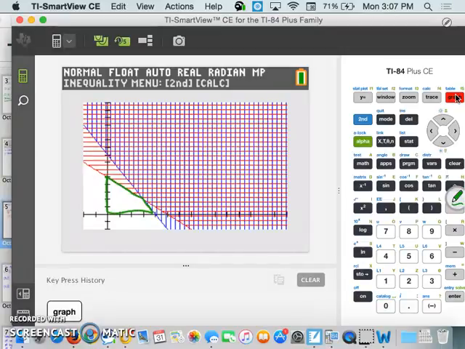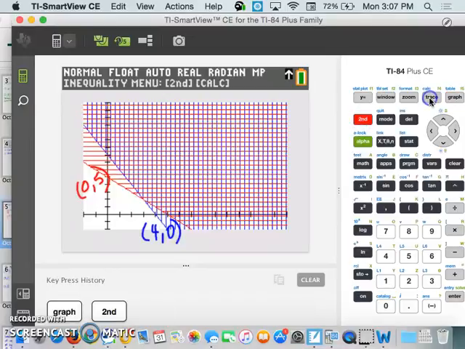So my corner points are the x-intercepts and then the area of intersection right here. And I'll show you how to calculate the area of intersection. So first, the intercept is 0 on the x, 5 on the y. And the other intercept is 4 on the x, 0 on the y. And then we calculate the point of intersection.